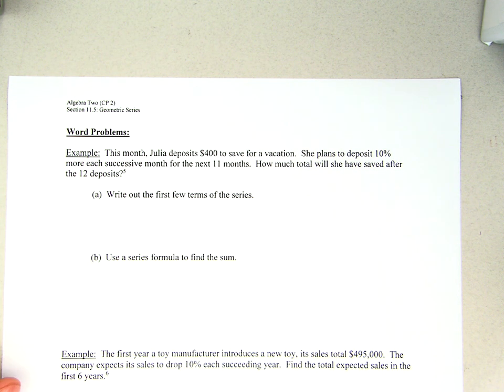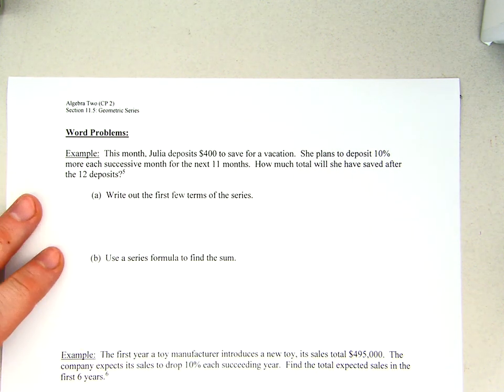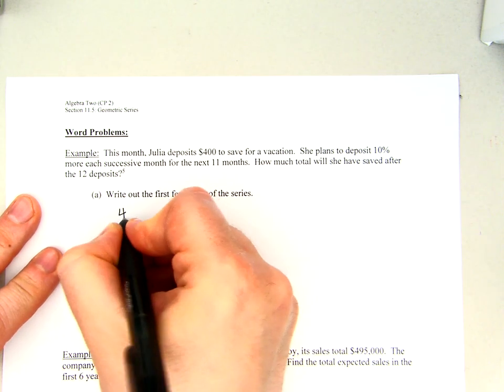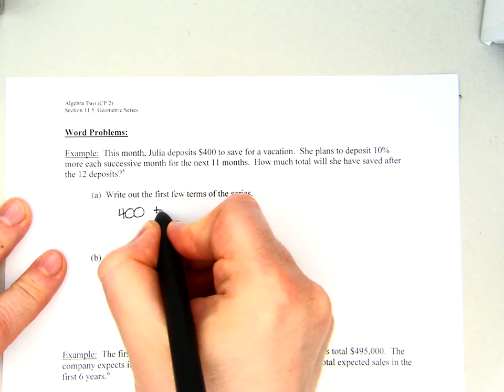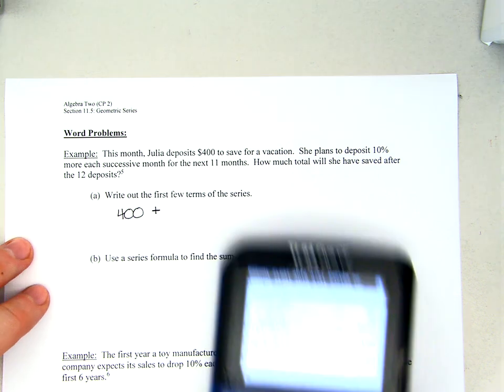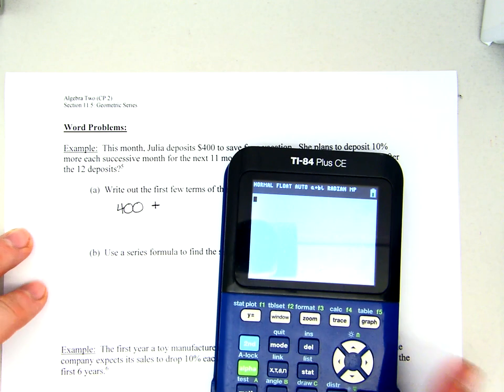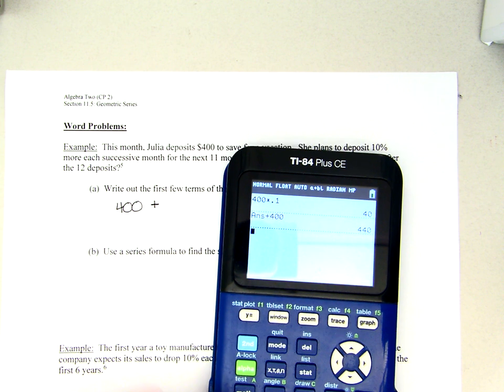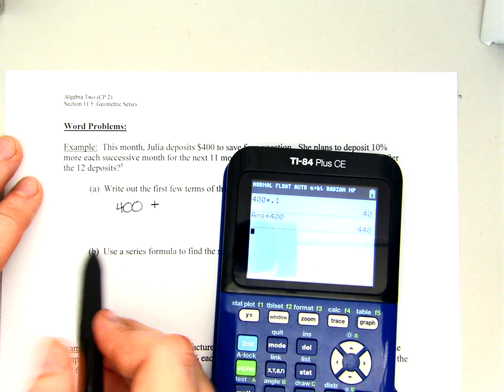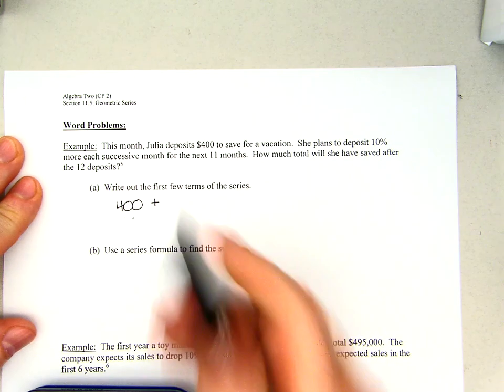We're first asked to write out the first few terms of the series. In the first month, you're depositing $400. The next month, we're depositing 10% more. Well, what I could do is find 10% of 400. I'm going to multiply 400 by 0.1 and add that to 400, which means in the second month, we're really going to deposit $440, 10% more than the first month.